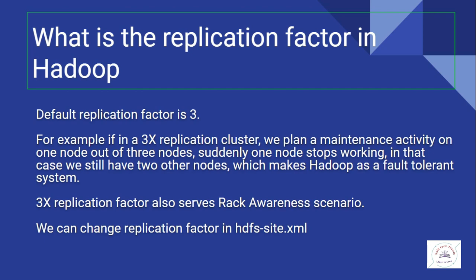What is the replication factor in Hadoop? Default replication factor is 3. For example, if in a 3x replication cluster, we plan a maintenance activity on one node out of these 3 nodes, suddenly one node stops working. In that case, we will still have 2 other nodes, which makes Hadoop a fault tolerant system. 3x replication factor also solves rack awareness scenario. We can change the replication factor in hdfs-site.xml.